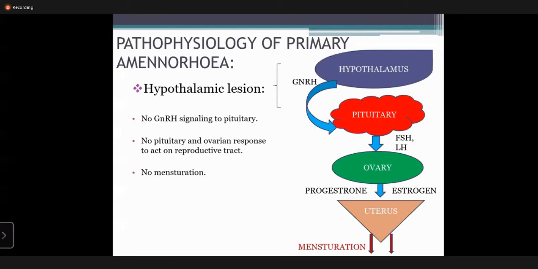So what happens actually in primary amenorrhea if the lesion is in the hypothalamus? There's no GnRH, that is, there's no gonadotropin-releasing hormone signaling to the pituitary. And in return, the pituitary doesn't respond. So there will be no production of FSH and LH, or there'll be very low production of FSH and LH to act on the ovary or the reproductive tract. And so there'll be no menstruation. So that's how a hypothalamic lesion affects the reproductive tract in causing amenorrhea.